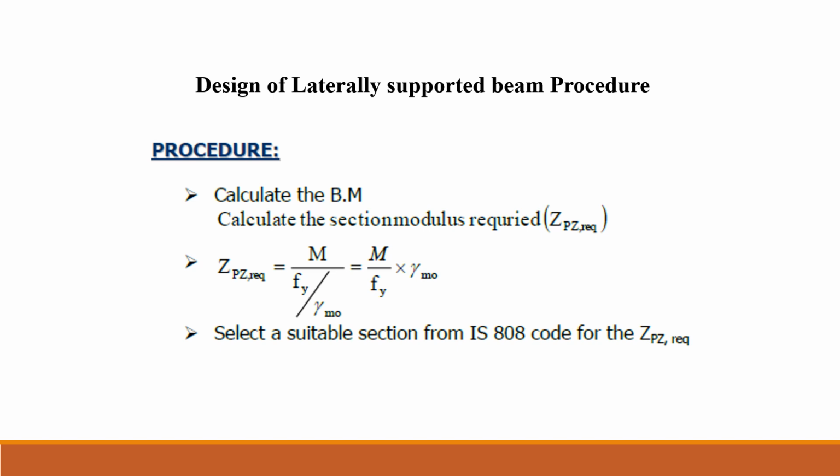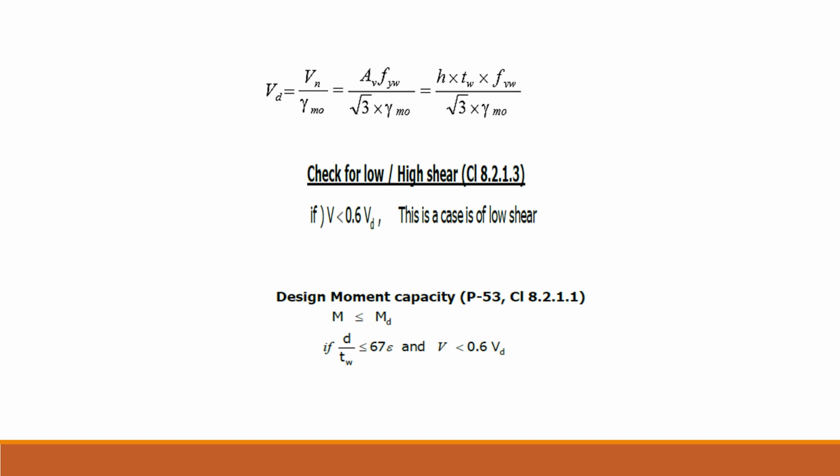The first step is to calculate the bending moment, and the second is to calculate the section modulus Z_p required, which is equal to M by fy by gamma m0. The formula is M divided by fy into gamma m0, and then we select a suitable section from the IS 800 code, and then calculate the shear, where the formula is Vd equal to Vn by gamma m0.